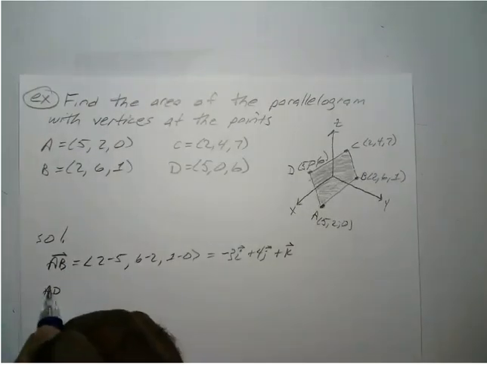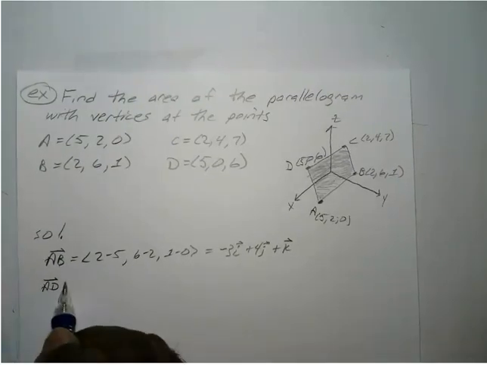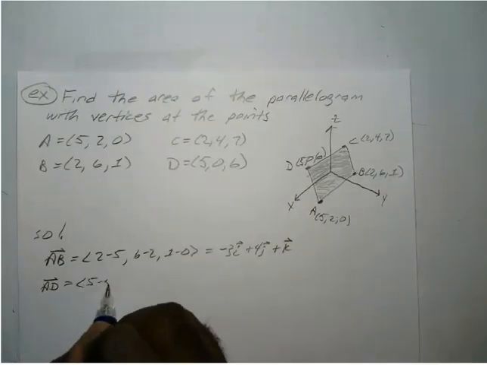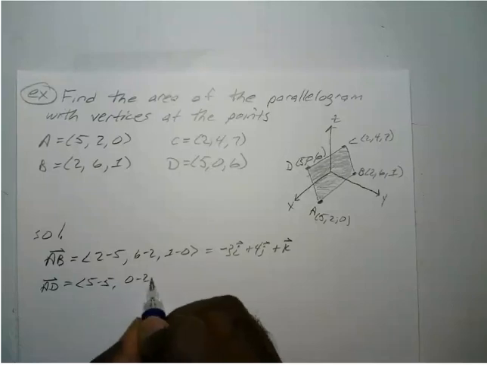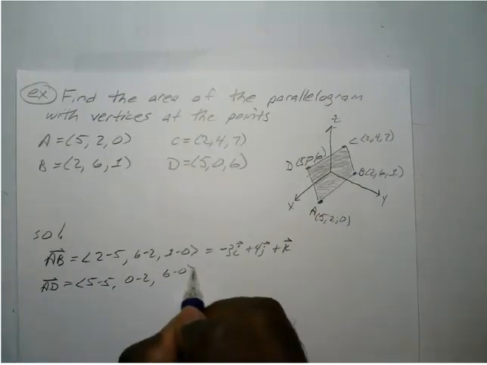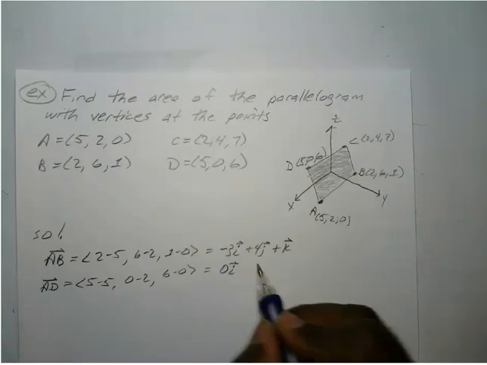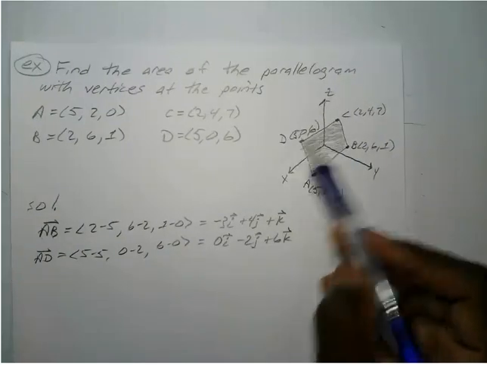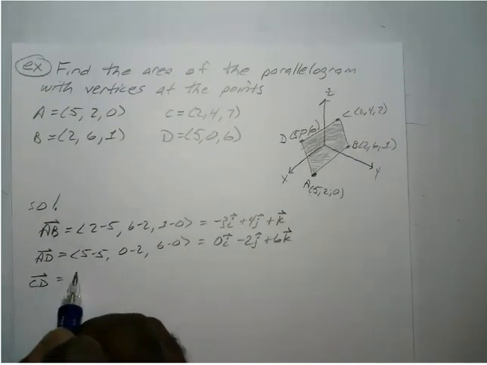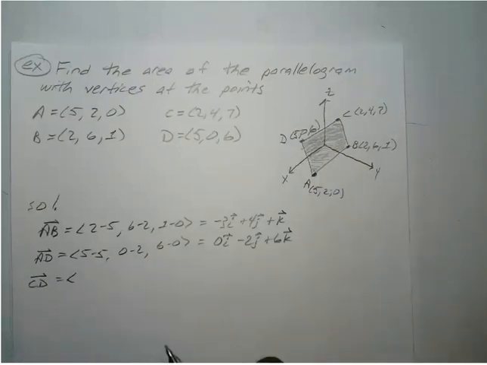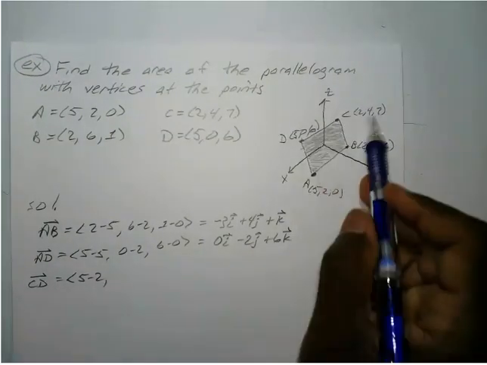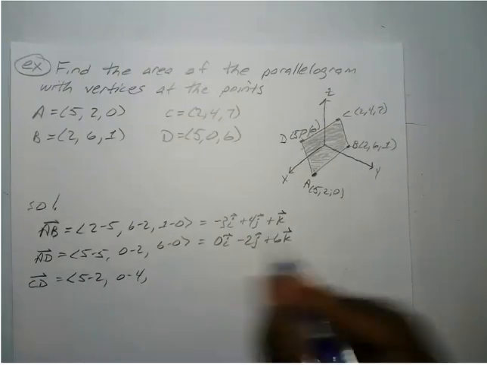Now we have A to D. We do the same thing. A to D, so we have 5 minus 5, we have 0 minus 2, we have 6 minus 0. So we end up with 0i minus 2j plus 6k vector. Okay, so now we do the same thing for C to D. That's 2 minus 5, or 5 minus 2. That's 0 minus 4. And that's 6 minus 7.